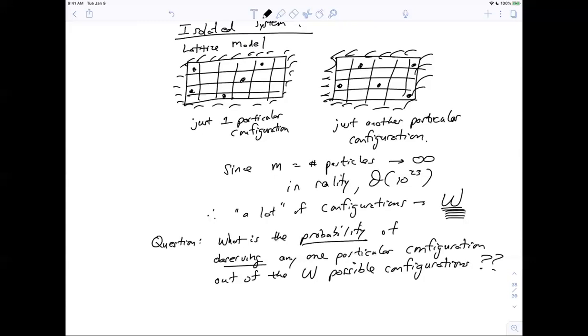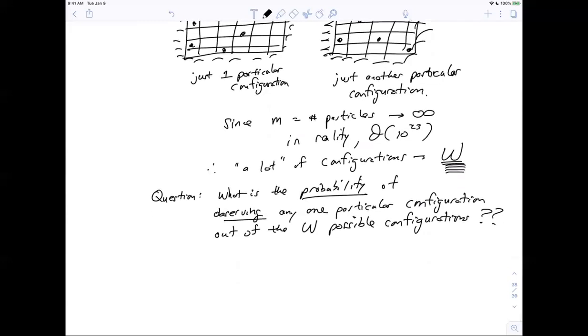And the answer to this question is actually quite simple for an isolated system. Since the system is isolated, all of the particles are moving around, the energy is constant, there's no work being done, there's no heat interaction. These particles are exploring all of these W configurations that are possible, freely going between those configurations. And just by moving, you've changed the configuration.